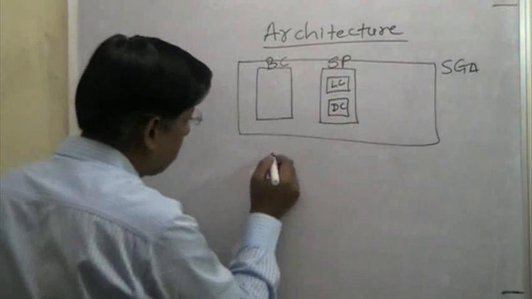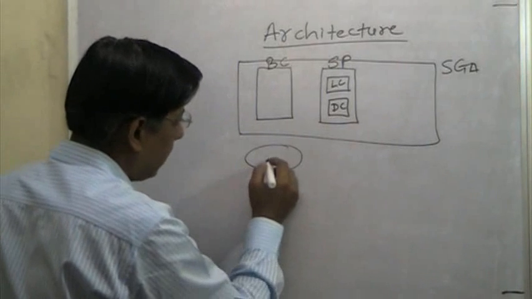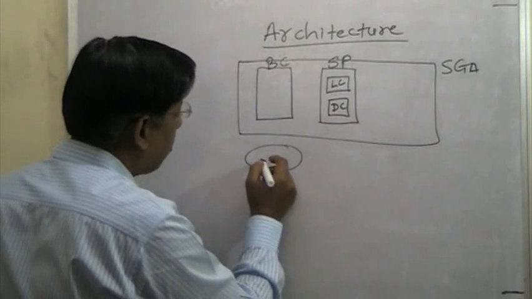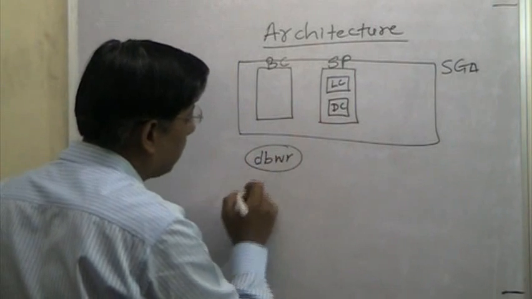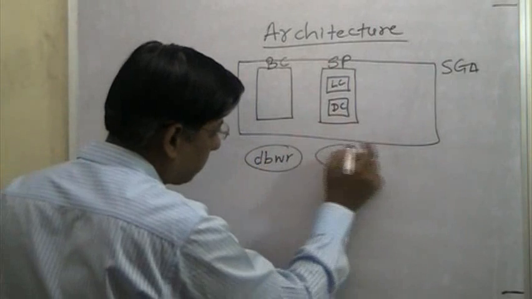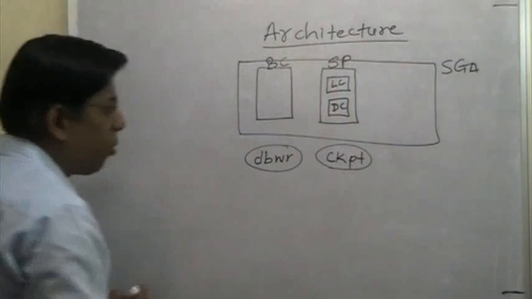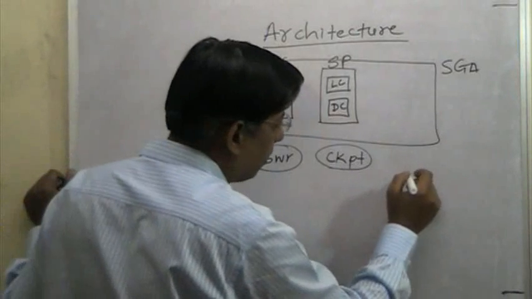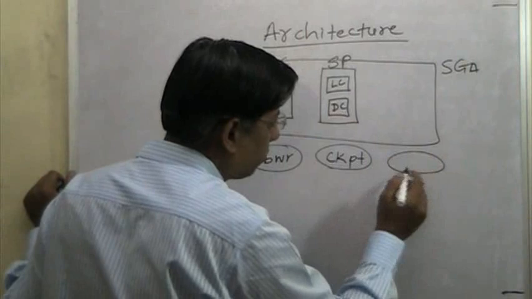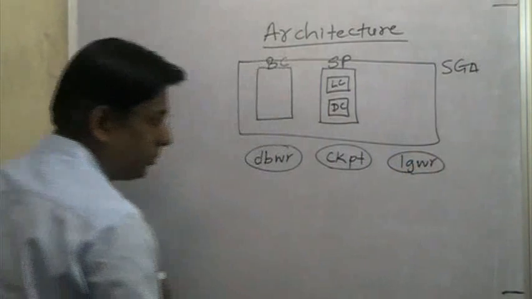And then we saw the names of the different processes, and the mandatory important processes are DBWR, which is called the database writer. Then there is a process called CKPT, which is the checkpoint process. These are programs which are running in the background, so those are called processes. Then this is the LGWR, the log writer.